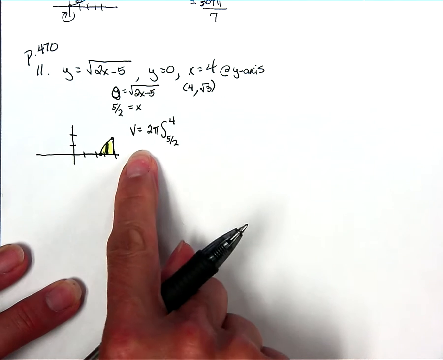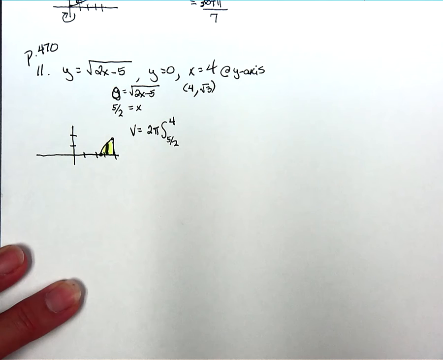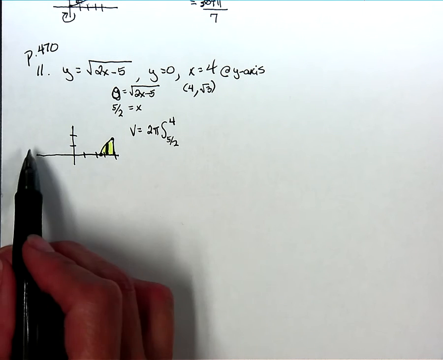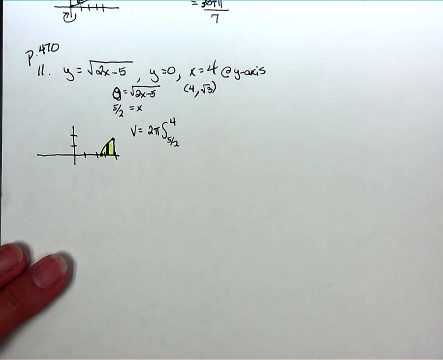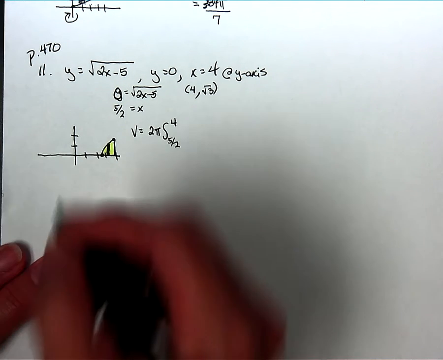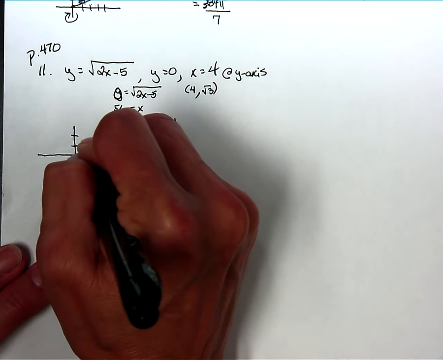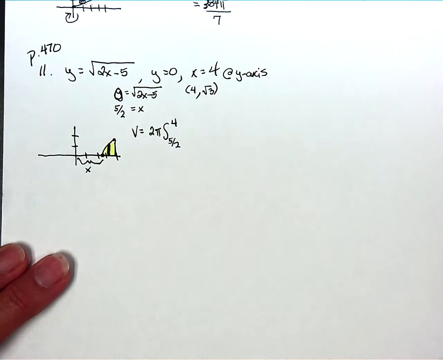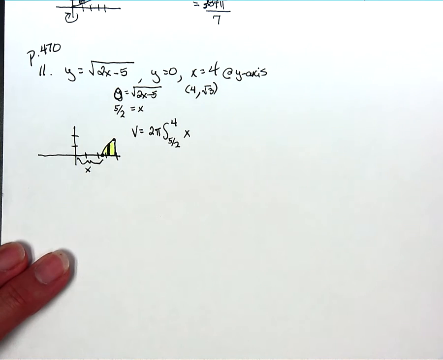So 2 pi times, add up all the rectangles from 2.5 to 4 of, what's the radius, if this is being flipped around the y-axis, what's the radius of each shell? From here to here is going to be the radius. And that's x, some x for each little rectangle. So x times, then the height of each rectangle is what?